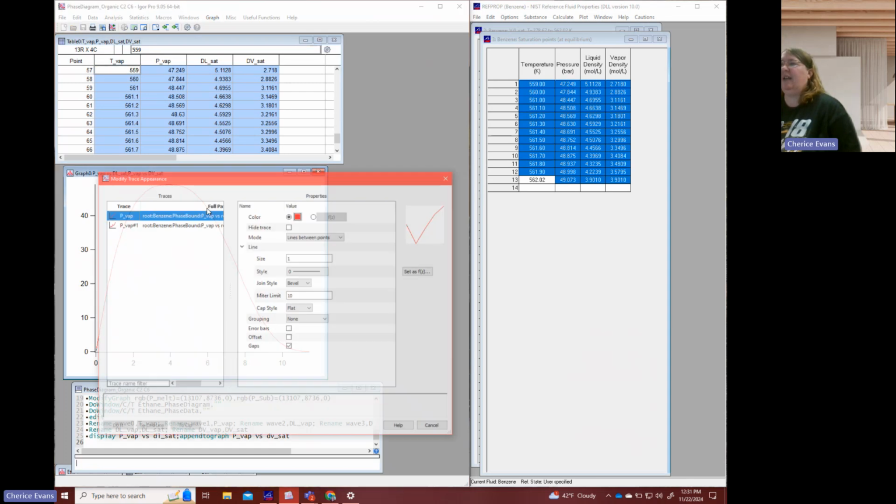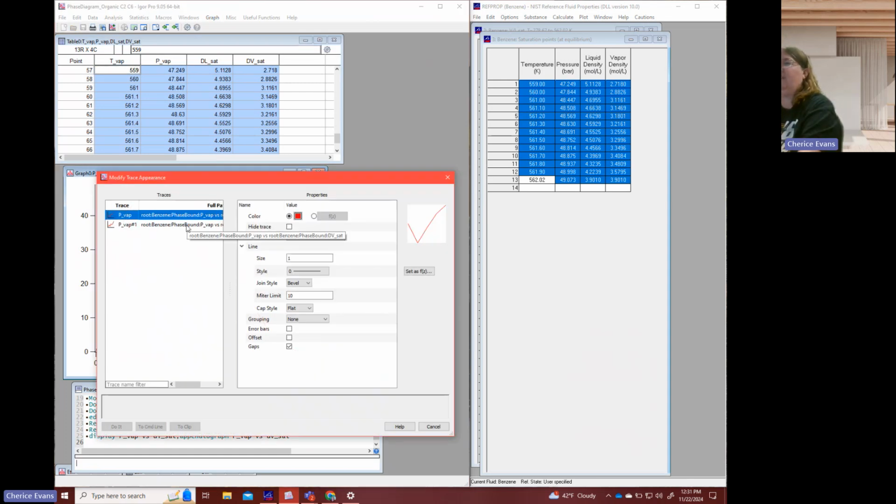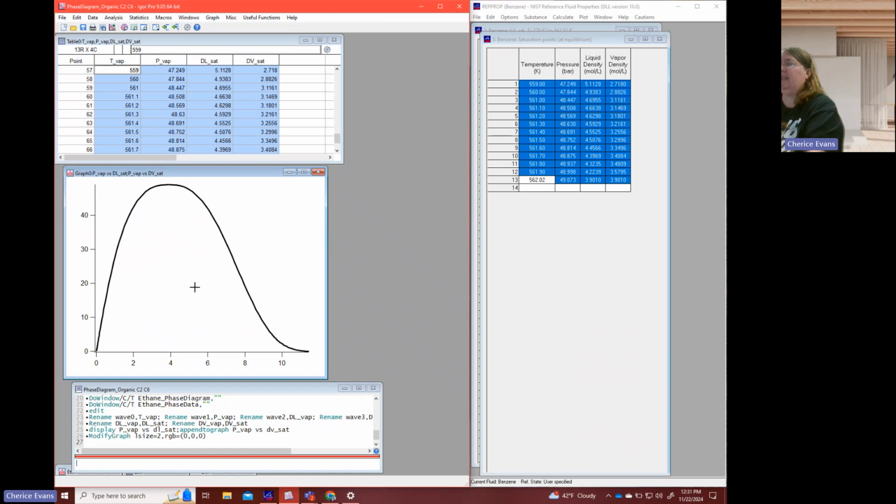And again, I'm going to do the same thing I did for the ethane plot. Because it is a phase boundary representing when I transition from single phase to two phase, I'm going to make that a thicker line. Now, that gives me the first of my phase boundaries.